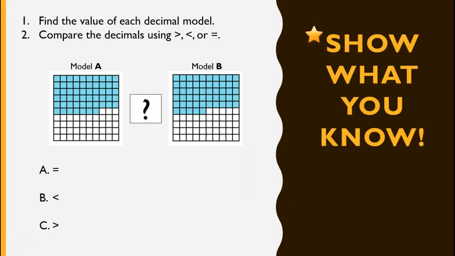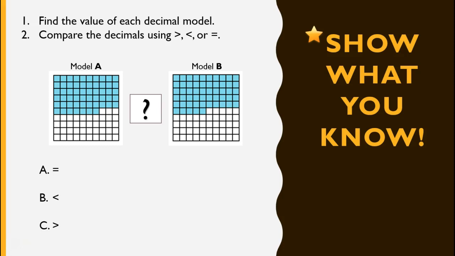All right, so now you get to do one all by yourself. You're going to look at Model A and Model B. The first thing I want you to do is find the value of each of these decimal models. What's the value of Model A? Write it on your paper. What's the value of Model B? And write that on your paper.